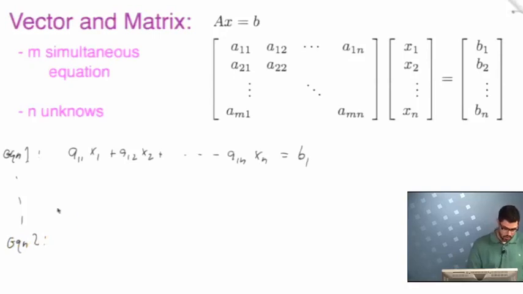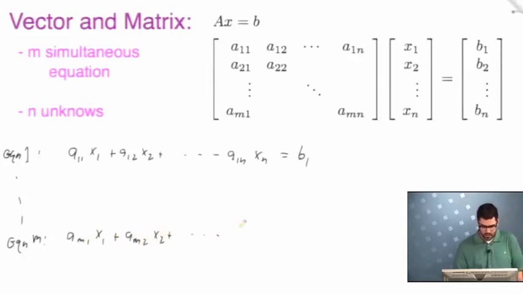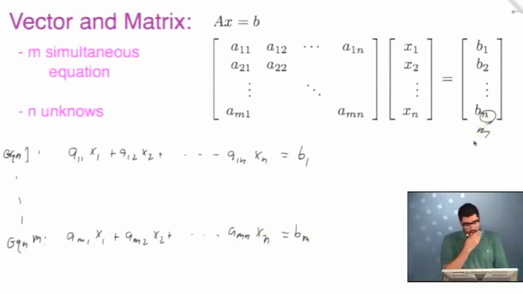And then let's just go down to the end. Equation M has AM1 x1 plus AM2 x2 plus dot, dot, dot, AMN xn equals Bn. And of course, sorry, B is actually Bm. That's a typo. That's an M. So here all we have is we're basically looking at M equations and N unknowns.